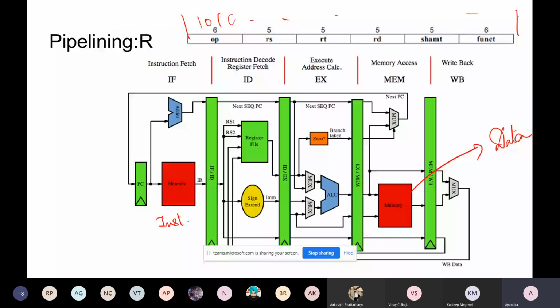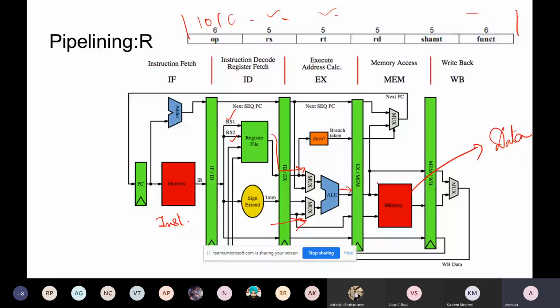Now within this instruction, you have these fields. From there, this RS-RT, you can think of as RS1 and RS2. These are coming to this register file. Now from this register file, these values go to these two muxes. I will come later to why there is a mux. Just think for now that somehow it is going to the input of this ALU. And this is the output of the ALU.